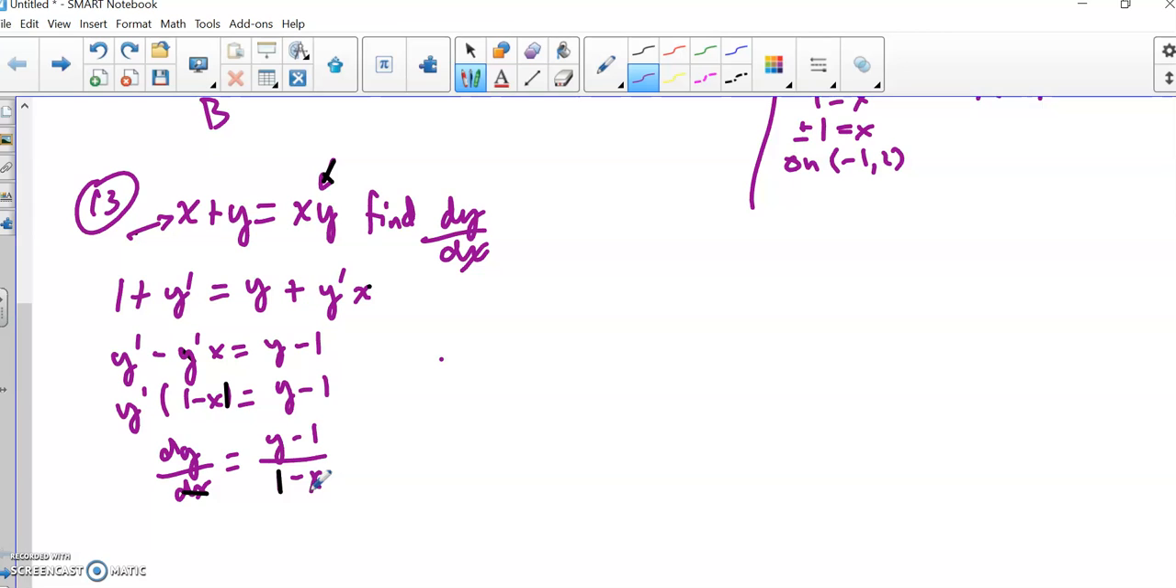Now, that's not a choice, but if you just manipulate this equation, if I factor out a -1 from the top and get 1 minus y over 1 minus x, and then I multiply the bottom by that -1, I get 1 minus y over x minus 1, which is b.